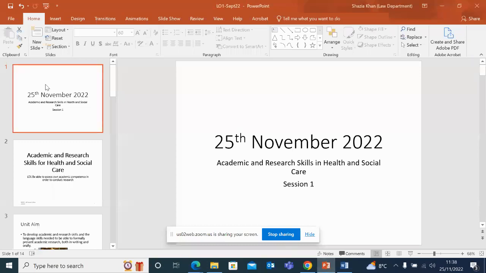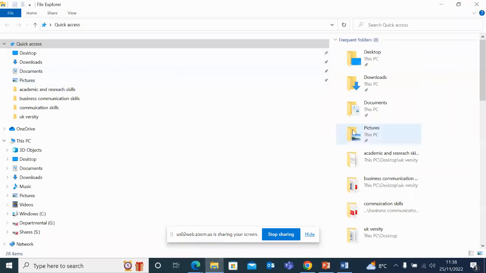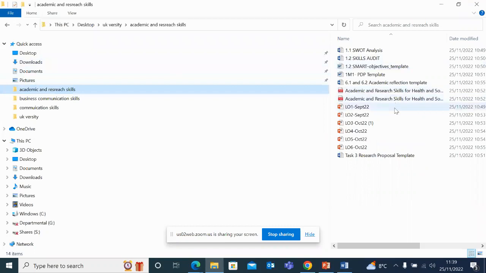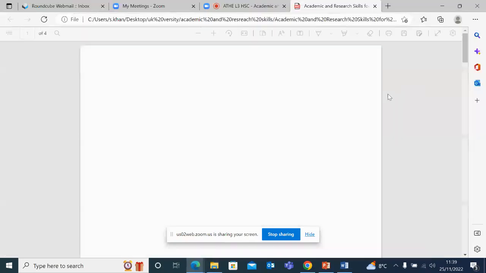Okay, Hussein, are you on as well? Yeah, can you see the slides? Yes, I can see. Excellent. What I'm going to do is put up the actual, is that the assignment? Let me have a look. No, that one there. Can you see this?